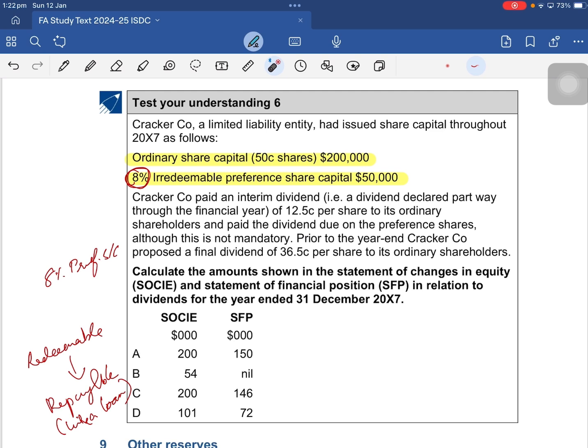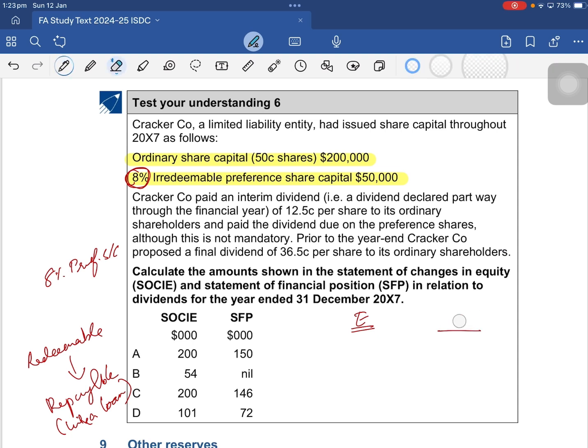Okay? And here we have an interim dividend. See, part way through the year you have to pay 12 cents per share to its ordinary shareholders and pay the dividend due to the preference shareholders. So what you do is make 2 columns, right? One is for SOCIE, that means what happens with equity, and one is for SOFP. Clear?